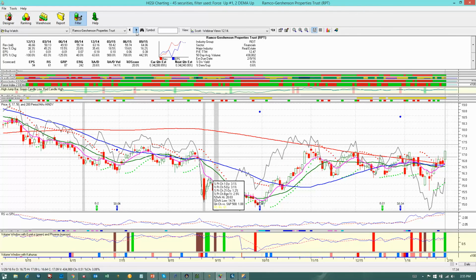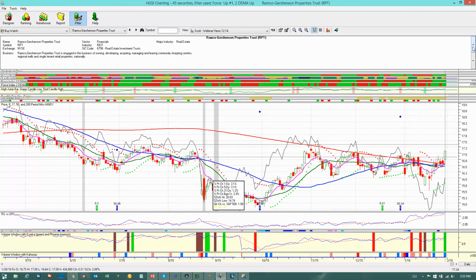Another REIT, RPT, breaking out with a mobile breakout from a kahuna from a squeeze on Friday. 4.9% dividend. What are they? Shopping centers.